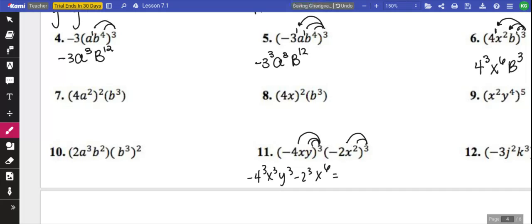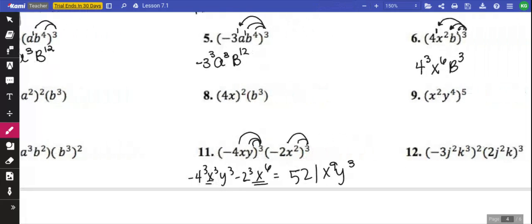To combine like terms, I'm going to take negative 4 to the 3rd times negative 2 to the 3rd, which is 512. Then combine my x's, so x to the 9th, and there's no other y's, y to the 3rd.